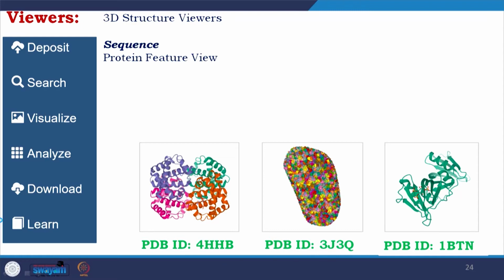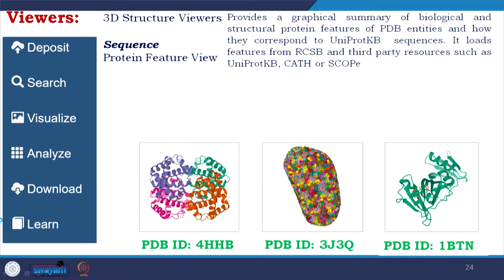There are sequence viewers also. One is the protein feature view. It provides a graphical summary of biological and structural protein features of PDB entities and how they correspond to the UniProtKB sequences. If you remember, when I was introducing databases, I introduced two databases. One is the Protein Data Bank, on which we are spending an entire class. Another is UniProt. So, the Protein Data Bank has the information about the 3D structure, UniProt has the information about the sequence, and you could correlate them with the protein feature view.